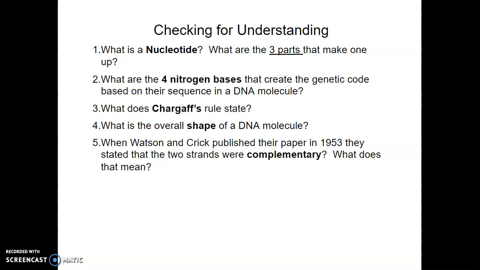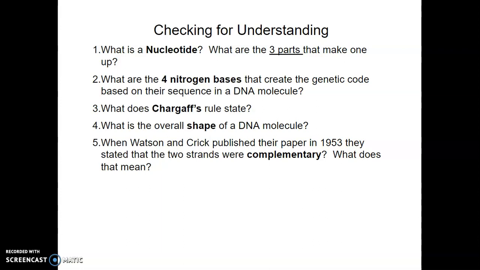What are the four nitrogen bases? I wouldn't say you need to know how to spell adenine, thymine, cytosine, or guanine, but be able to pick them out of a lineup. Be able to recognize when you see them, especially A, T, C, and G: adenine, thymine, cytosine, and guanine. And what does Chargaff's rule state? Number 3, A always equals T. They always link together, and there's always the same amount of them inside something's DNA. And C and G, the exact same.